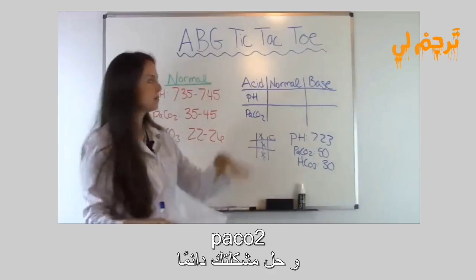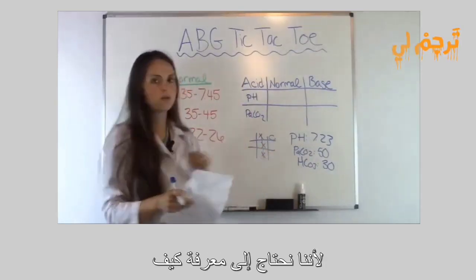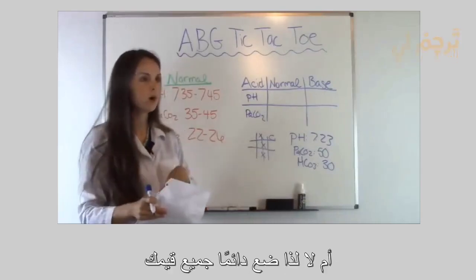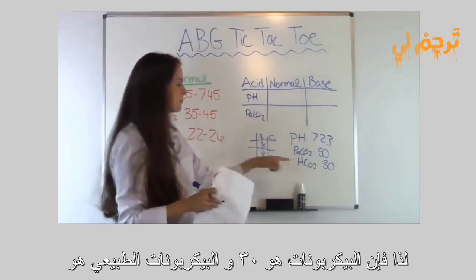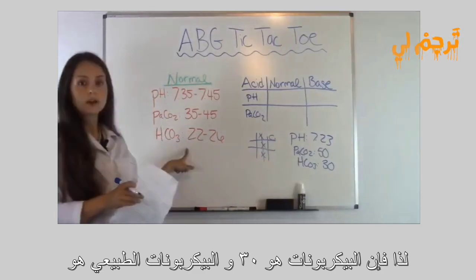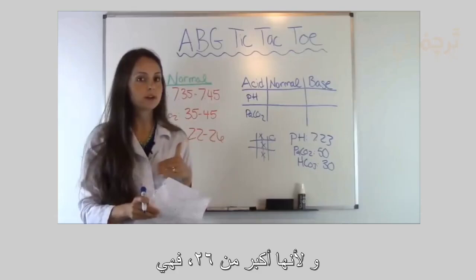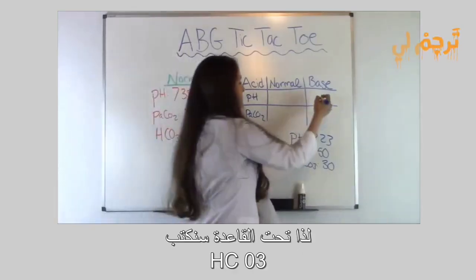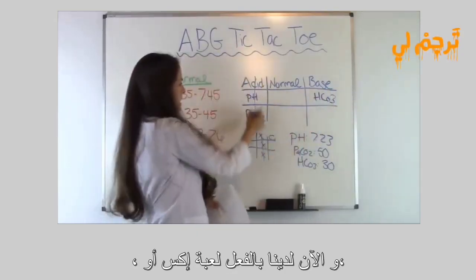And always solve your problem before you start doing your crosses, because we need to know how our metabolic fits into this, because this is going to tell us if we're compensating or not. So always put all your values in before you cross down in your three letters. So the HCO3 is 30. Normal HCO3 is 22 to 26. So it's 30, so because it's greater than 26, it's basic. So they're alkalotic. So under base, we're going to write HCO3.